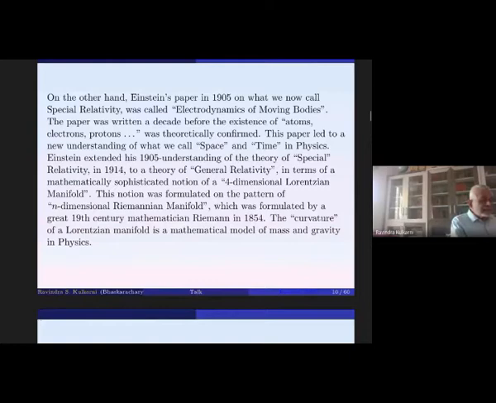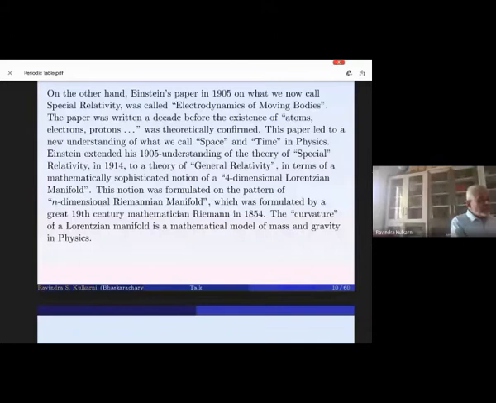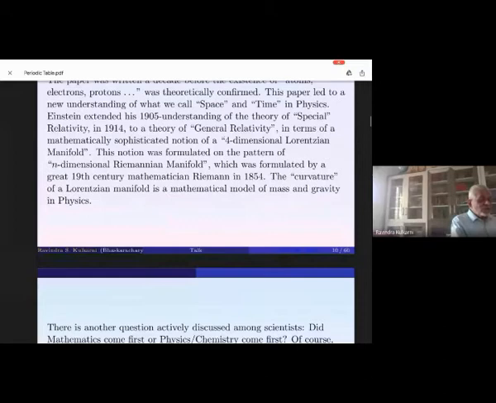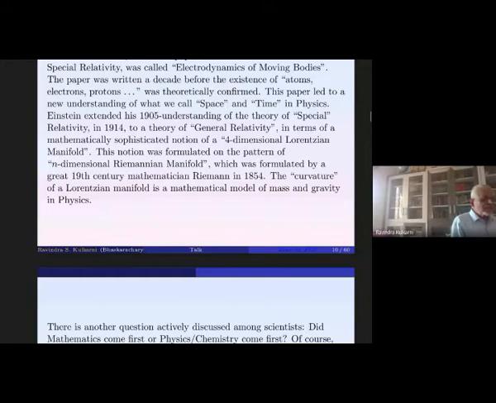Einstein extended his 1905 understanding of the theory of special relativity in 1914 to a theory of general relativity in terms of a mathematically very sophisticated notion of a four-dimensional Lorentzian manifold. This notion was really formulated by Minkowski and other people. This notion was formulated on the pattern of the n-dimensional Riemannian manifold, which was formulated by a great 19th century mathematician, Riemann, in 1854. Now, to a Riemannian manifold, they associated the notion of curvature. It can be a scalar, a number, or it can be more complicated, a tensor in that case. But the curvature of a Lorentzian manifold, that itself is a mathematical model of mass and gravity in physics.